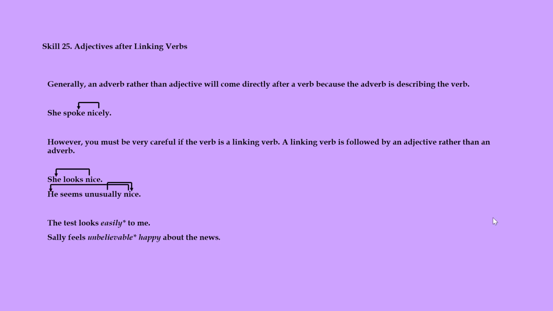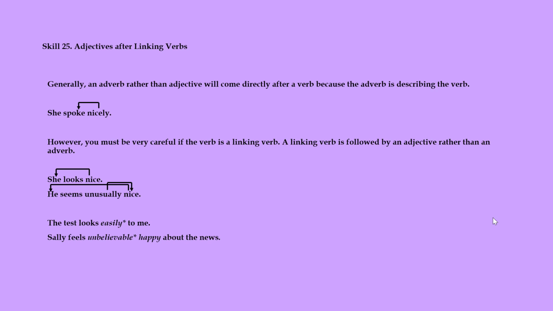She looks nice. Looks is considered a linking verb. One of the characteristics of a linking verb is that it can be replaced by to be. For example, she looks nice becomes she is nice. She is nice is still the correct form, isn't it? Yes. In this case, nice describes the subject. The subject is in the form of a pronoun, so nice describes a pronoun.